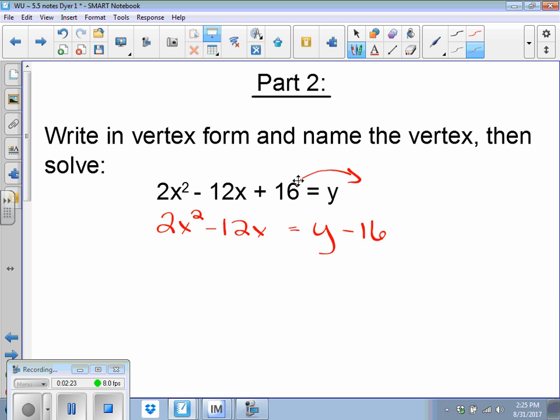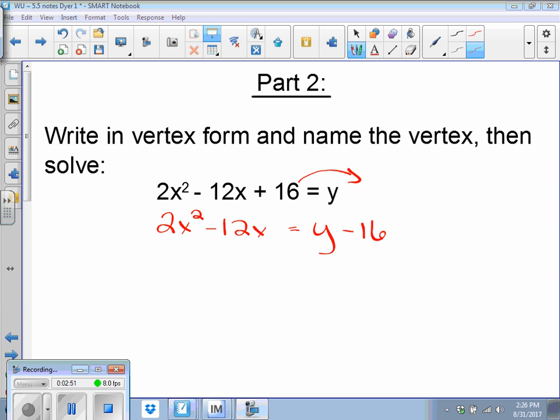What's another method? What else can we do? Can anybody think of anything else we can do to get rid of this 2 so that we just have x squared? No?